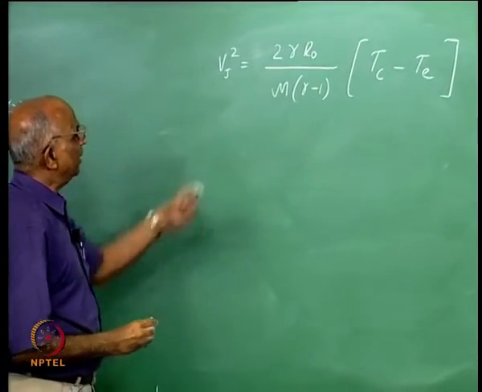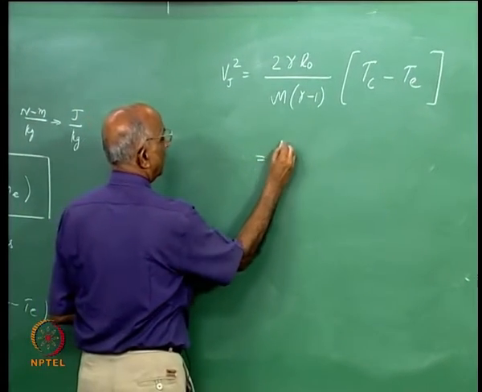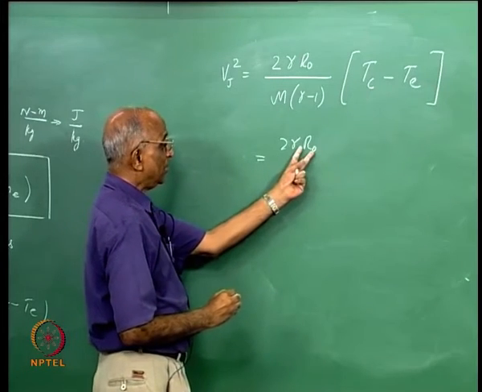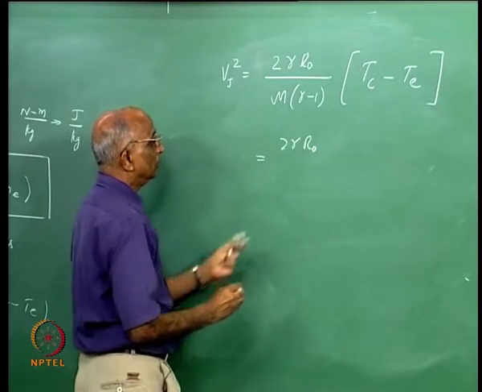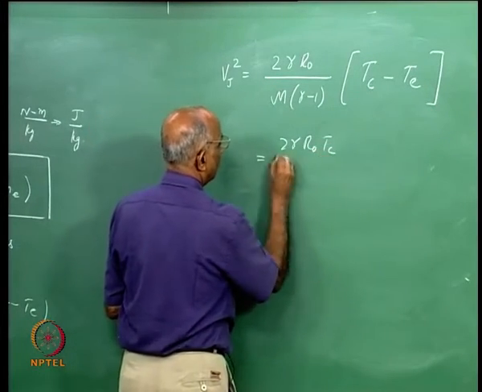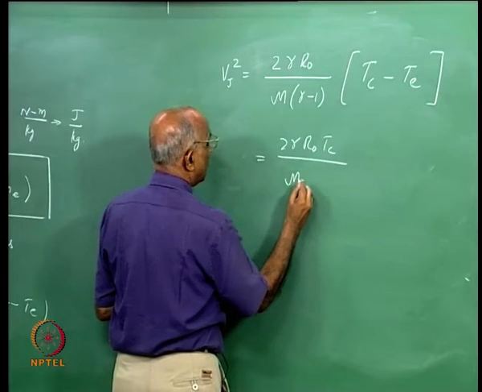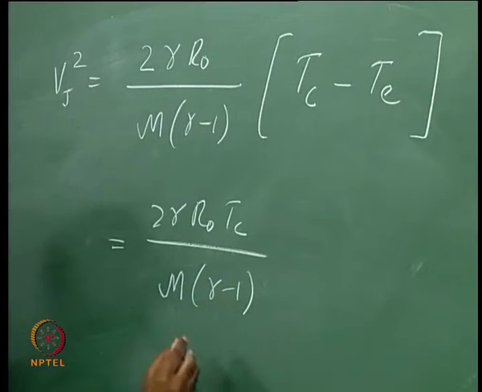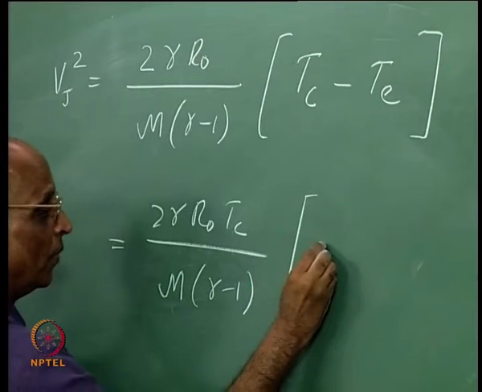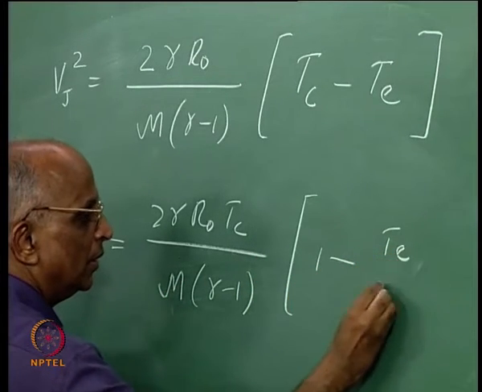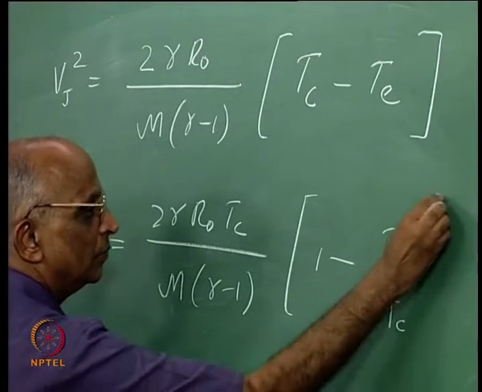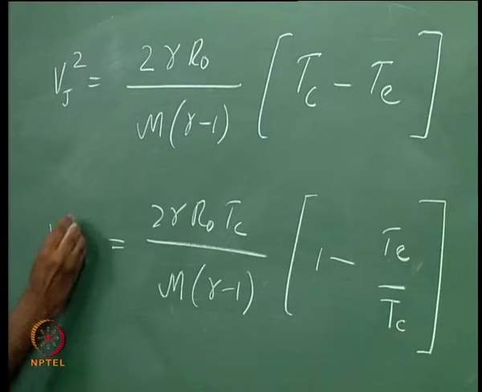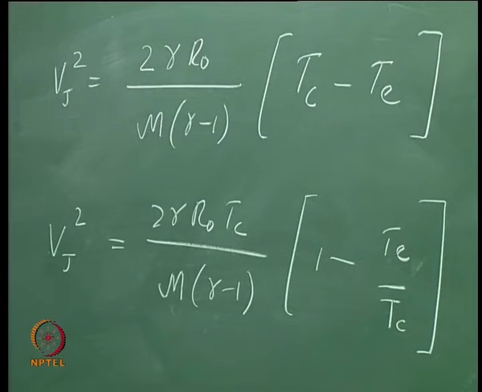Let me take Tc into this particular bracket. I get 2 gamma R naught, keeping our units clear, joule per mole Kelvin, into Tc divided by the molecular mass of the gas, kilogram per mole, into gamma minus 1, into 1 minus Te by Tc. This is going to be the square of the efflux velocity or the jet velocity.